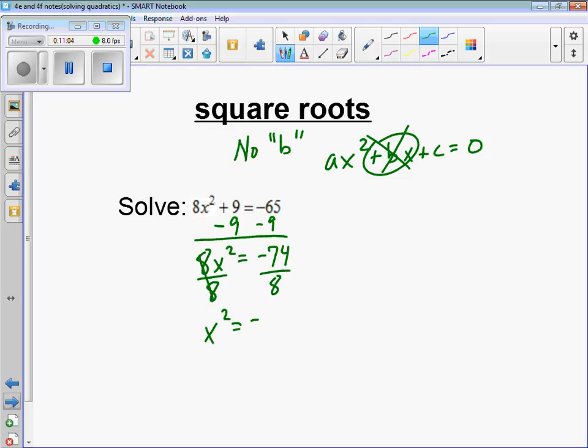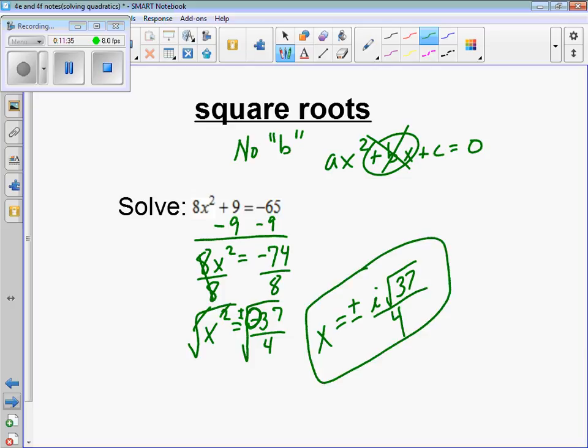Negative 37 over 4. And square root. When you take the square root, technically when you square root something, there's a positive and negative answer. So it's x equals positive and negative, so plus minus, because you square rooted. And then since we have a negative number here, we're going to bring out an i. And 37 doesn't get broken down, cannot get simplified any further, but it's just over 4. So that's by square roots.